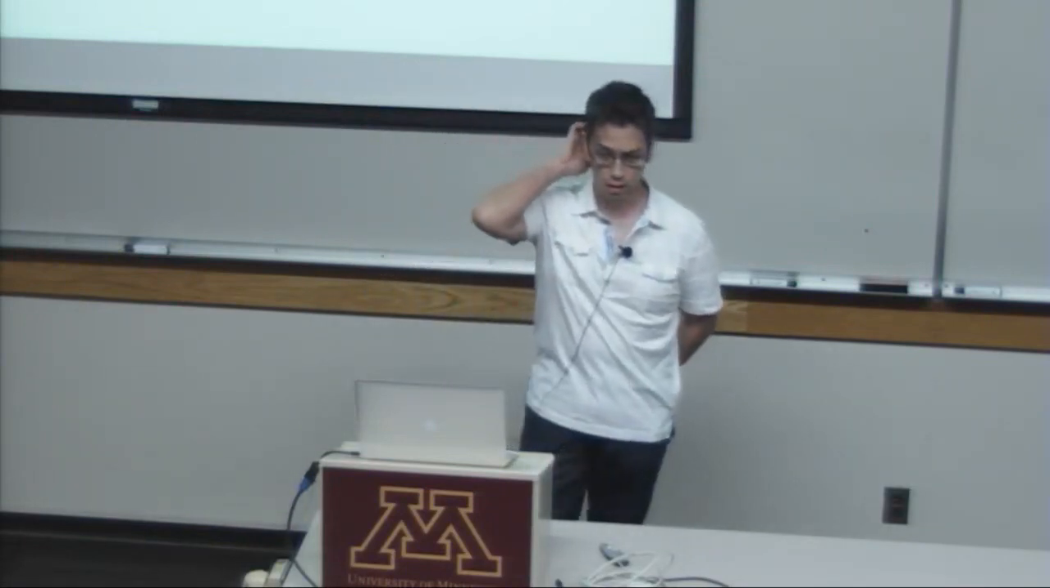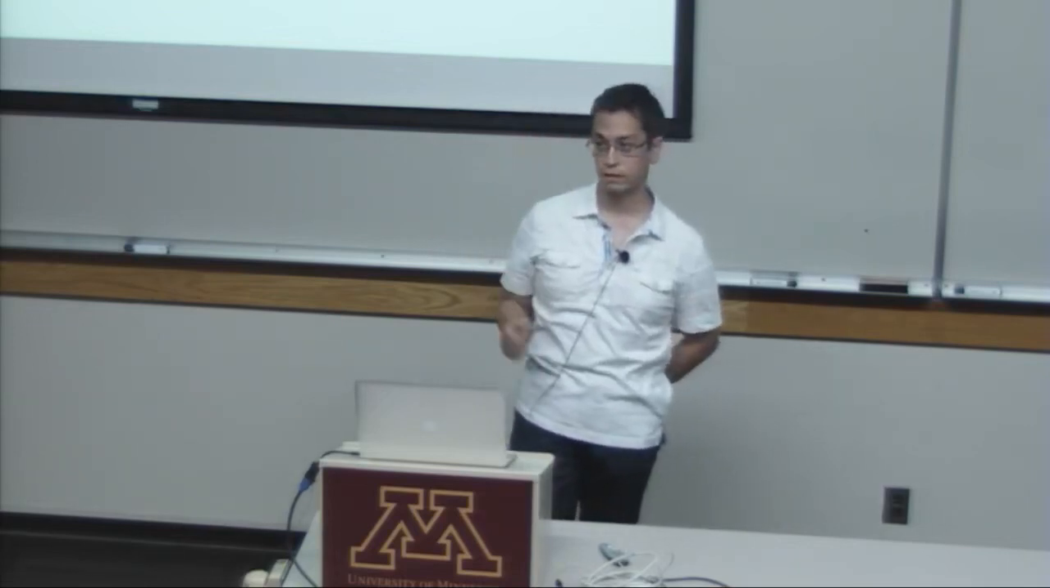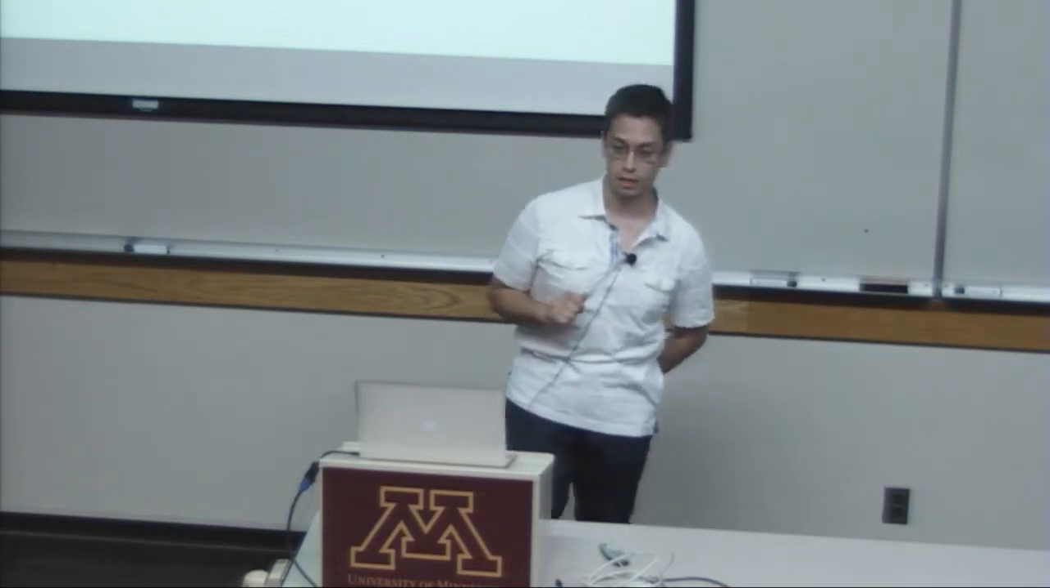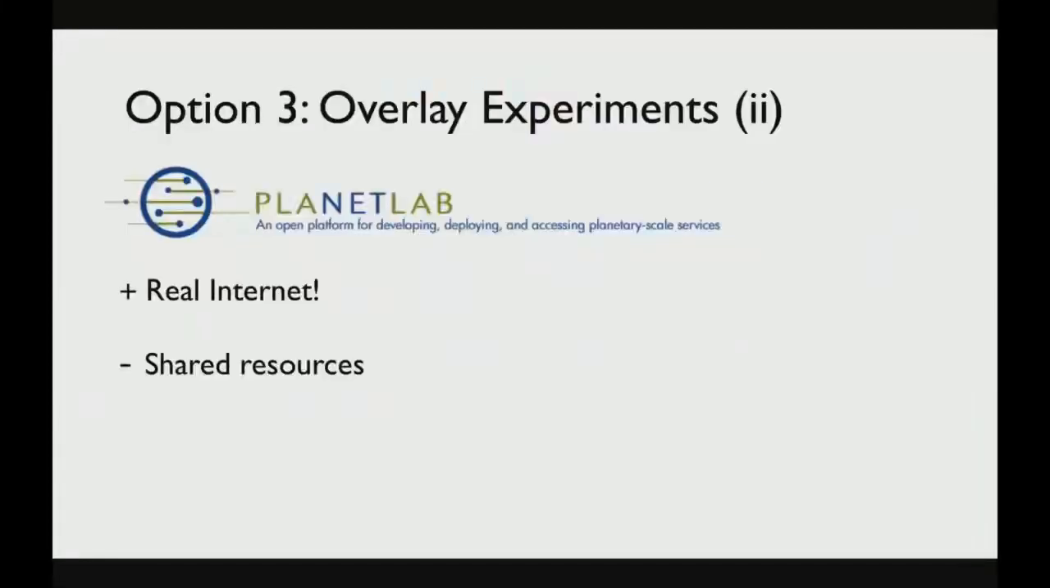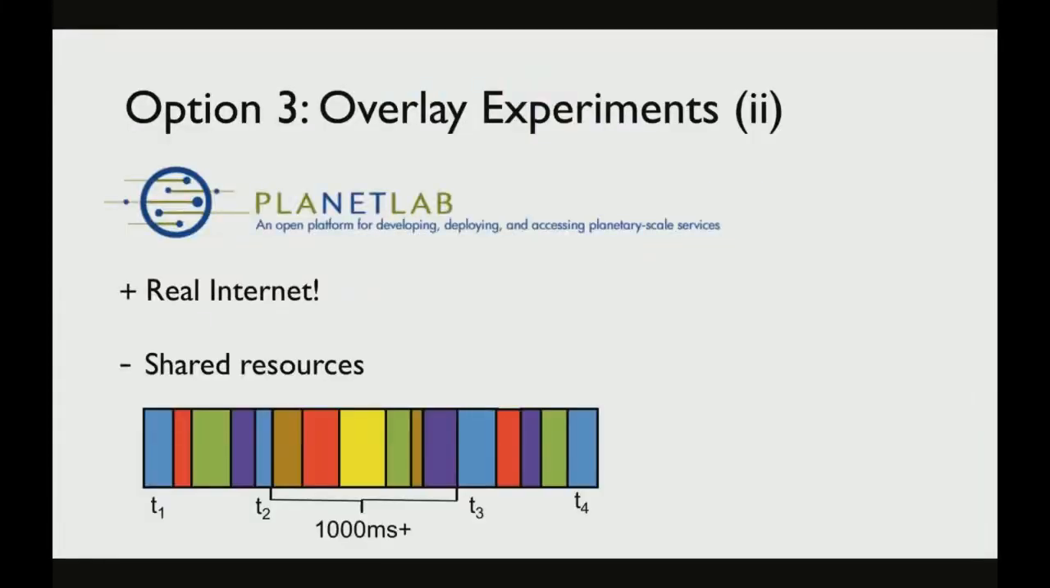Then there's another option with overlay experiments, which is PlanetLab. Here you have the advantage that you get the real internet, so that's good. But one problem is you have some shared resources. In PlanetLab, you get these things called slices. So you get a VM, and your VM gets into a node for a period of time, and it can send some network packets, or it can pull some network packets out of queues that have collected those packets in the time that it was kicked out, but then you get kicked out.